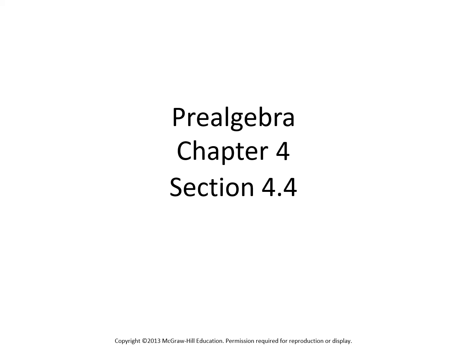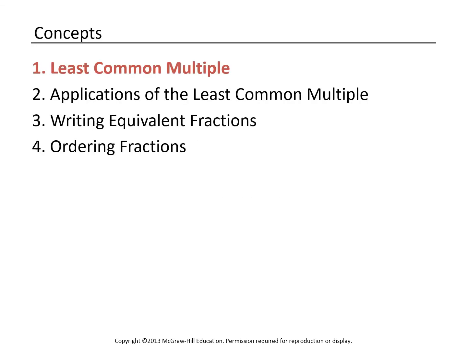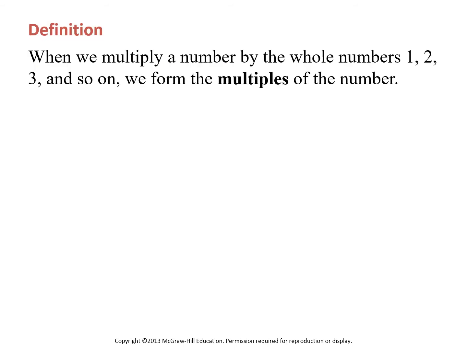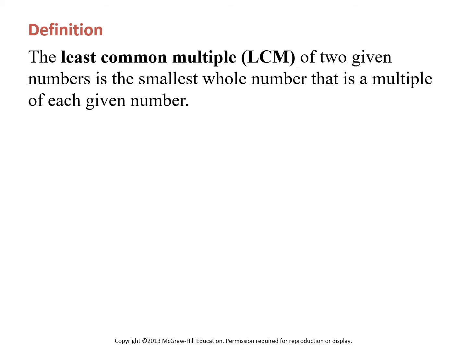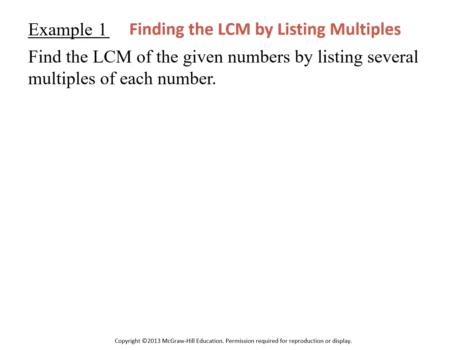This is section 4.4, and first we're looking at the multiples of a number. So when we multiply a number by the whole numbers 1, 2, 3, and so forth, we form multiples of that number. And the least common multiple, LCM, of two given numbers is the smallest whole number that is a multiple of each given number.